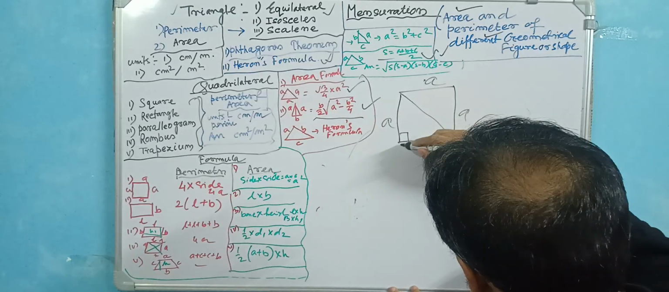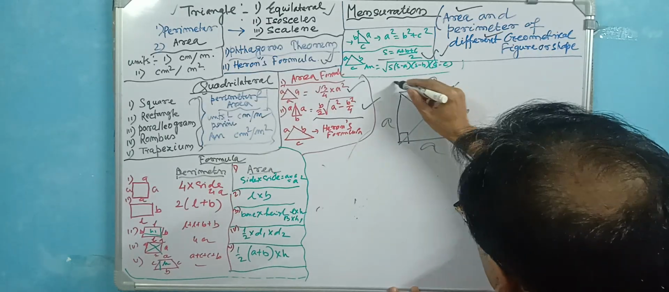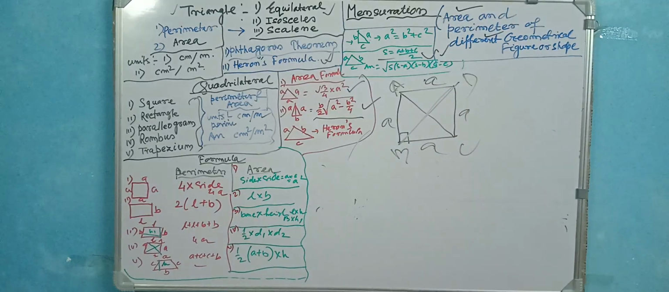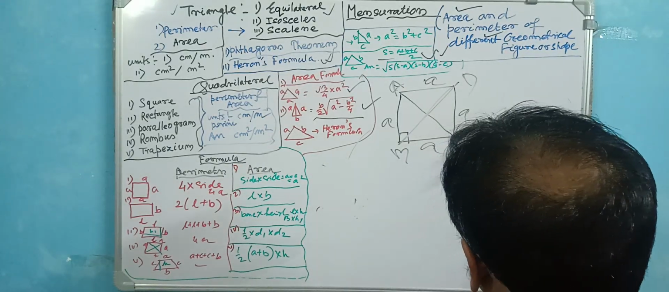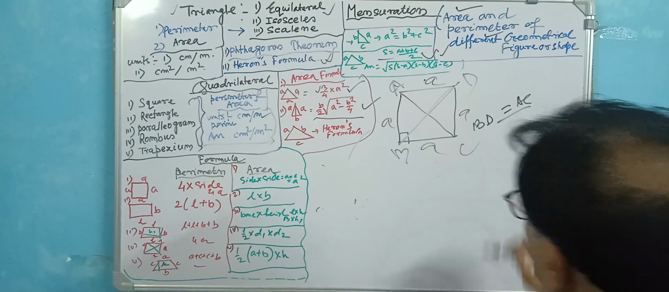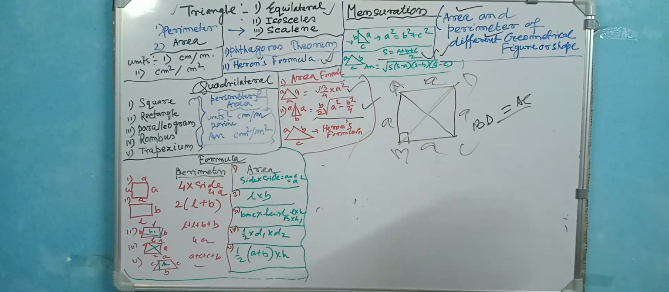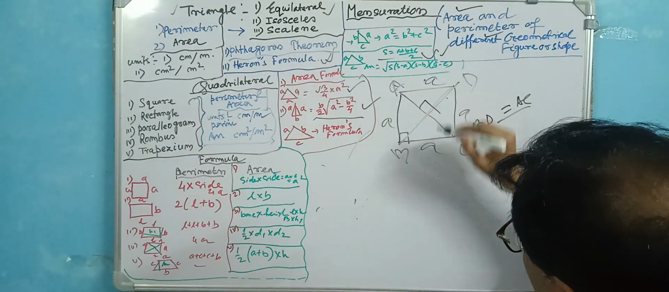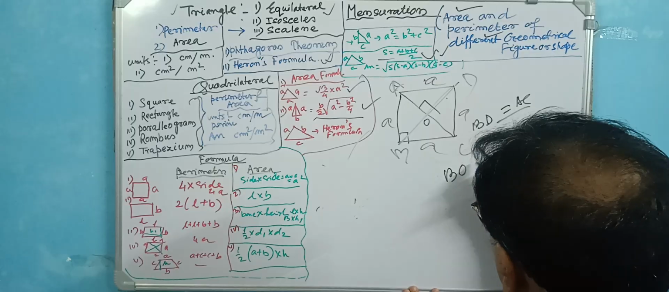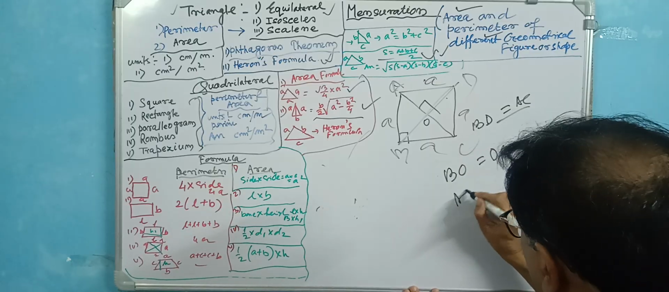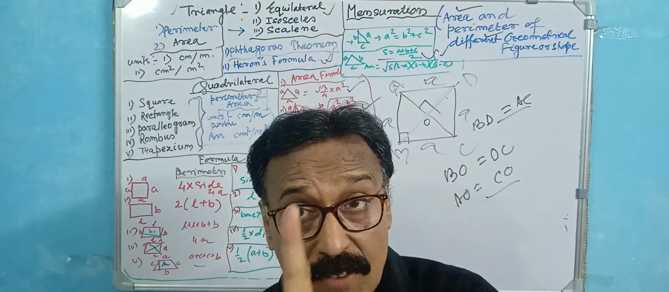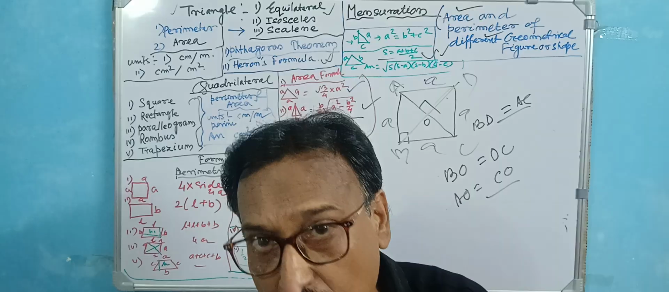And the diagonals are also equal. Suppose A, B, C, D, the diagonal BD equal to AC. These are all the properties. BD is equal to AC, and they bisect each other at 90 degree. That is very important. Bisect each other. That means if this is O, then BO is equal to DO, and AO is equal to CO. These are all the properties. You first remember all the properties, then it is very easy to solve the mensuration sums. Is it okay to you? Clear.